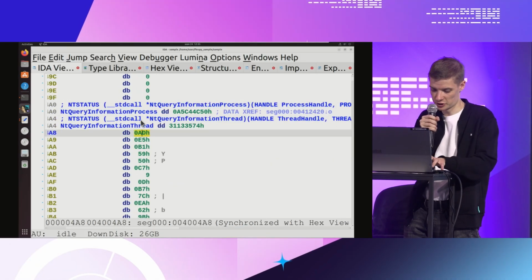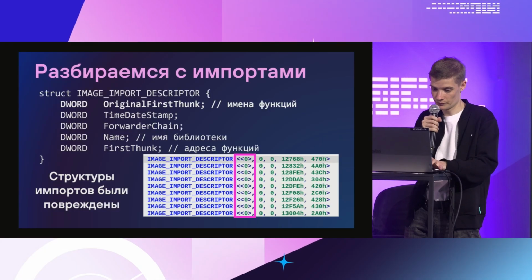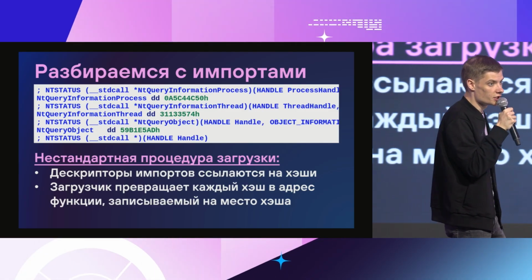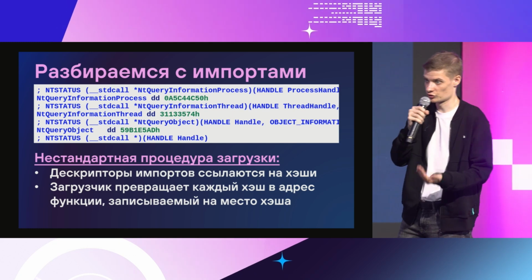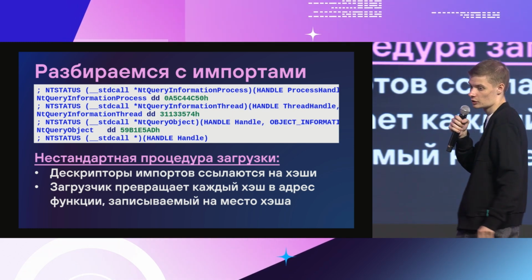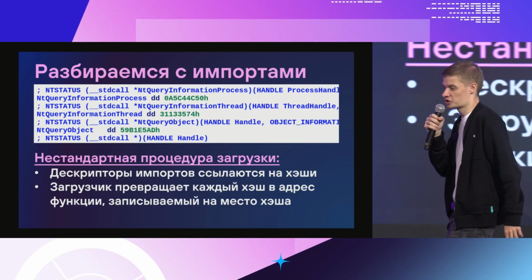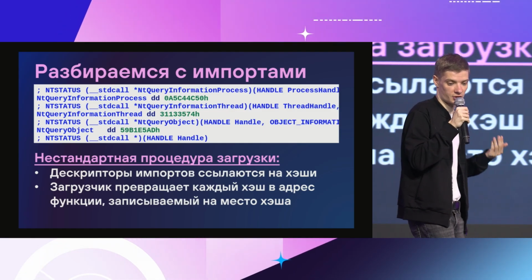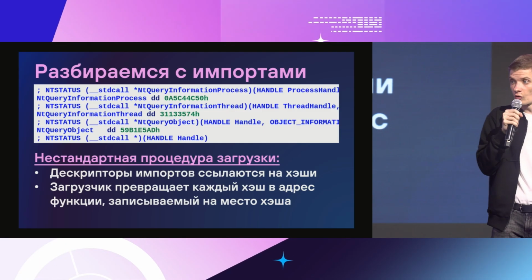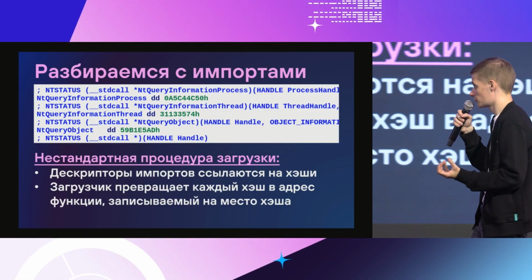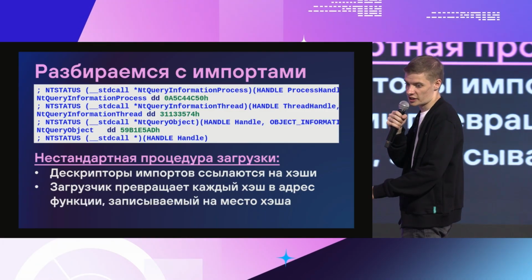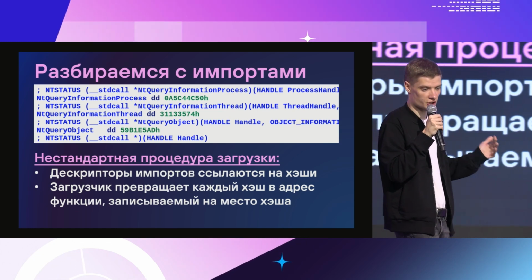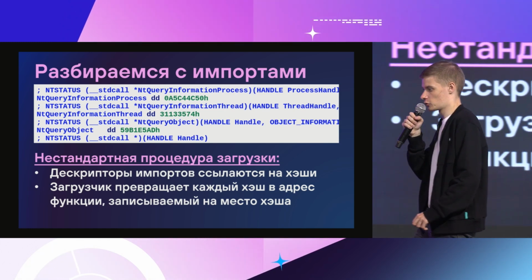If we open a different field, here we also see the pointers to different functions. Here we can see types. And what we are dealing with here, as I said, the structure of imports is damaged, and malware uses a non-standard algorithm of loading in order to determine imported functions. These constants that we saw before are CRC32 hashes from the names of the functions. We can see here a hashing technique, and what the loader does, they take each hash, and they determine what function matches this hash. And instead of the hash, it writes the address of the function.